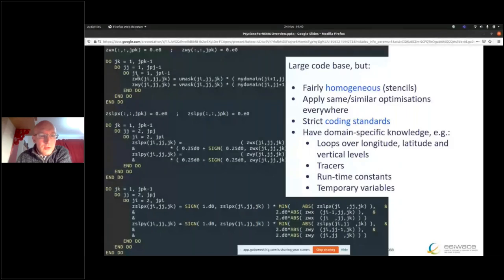And then also I know about temporary variables. So the coding convention is, for instance, that there's this z slope x and z slope y. I know, because they begin with z, they're temporary arrays. They're only used within this particular subroutine, and then they're thrown away again afterwards. So there's a lot of domain-specific knowledge available to us.